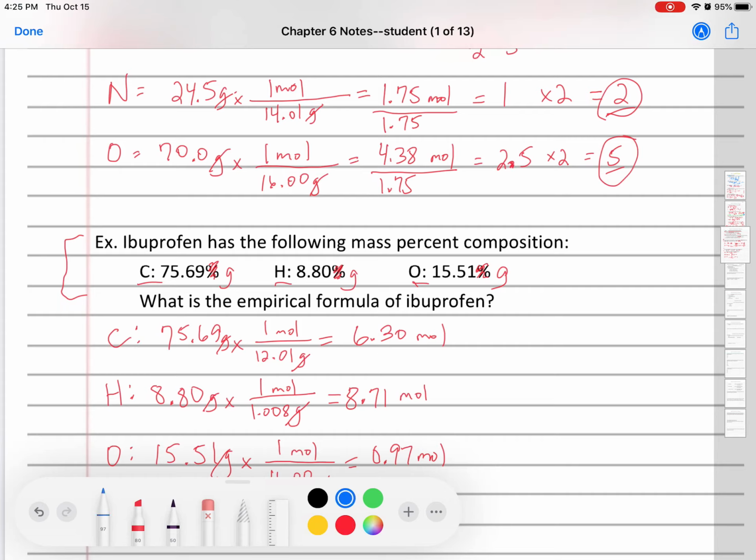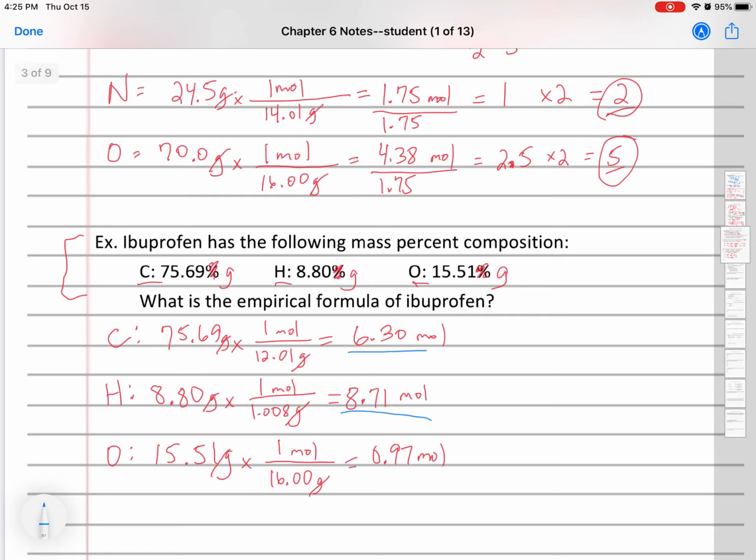So now the next step, and I'll do it in a different color to show we're doing the next step, is to divide all of these by the smallest one. The smallest number of moles is 0.97. So we're going to divide them all by 0.97 to get a ratio. So this one equals 1. This one equals 8.98, which is very close to 9, so we're just going to call that 9 as a whole number. And this top one, 6.3 divided by 0.97, is 6.49, which we can round to 6.5.